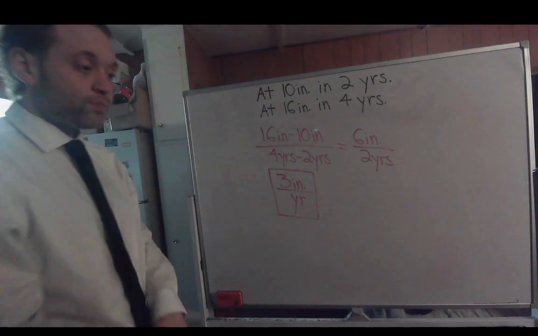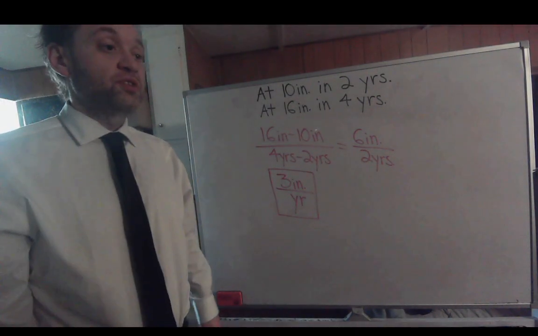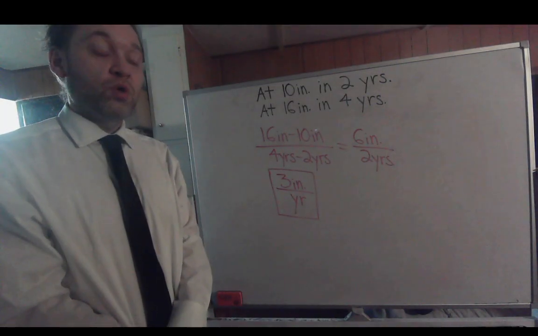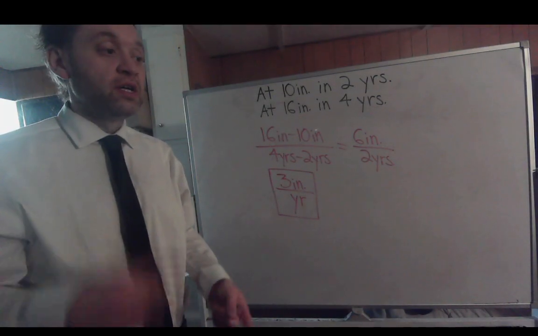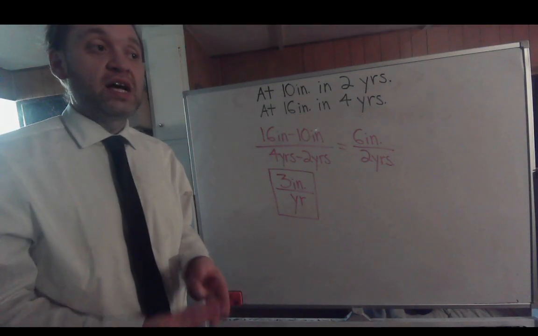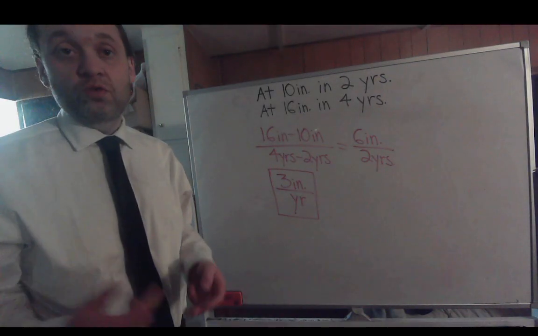So that's it for slopes and rate of change. Next lesson, we're going to do quick graphs of linear equations, which will involve the slope-intercept form of a line and the general or standard form of a line.